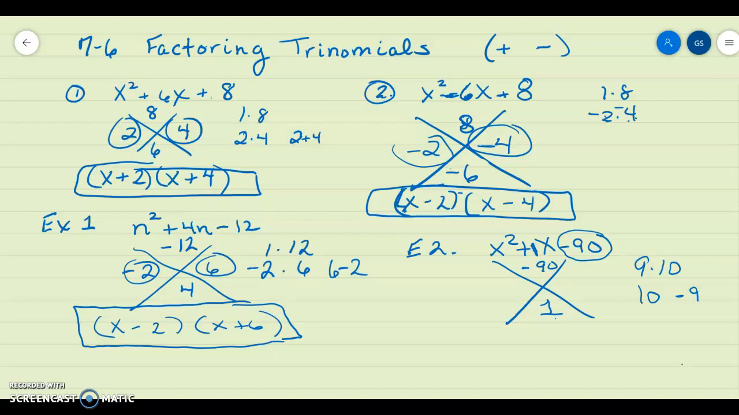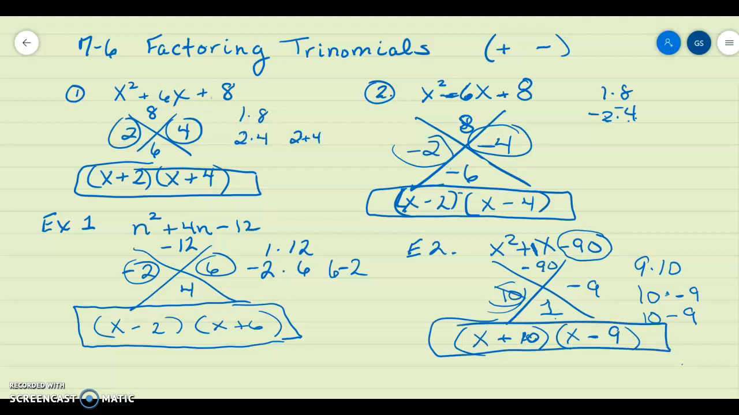Now let's just check. Is that going to multiply to be the right number? 10 times negative 9 is negative 90, and 10 minus 9 is 1. And that's our pair of numbers, the factor pair that we want to use. Okay, so now we double bubble, drop an x in each, drop the left side of the x in 10, and the right side, the negative 9, in the other side. Box your answer, and move on.